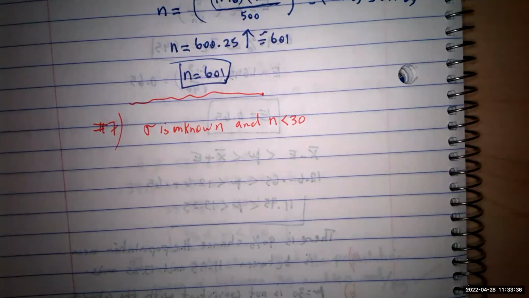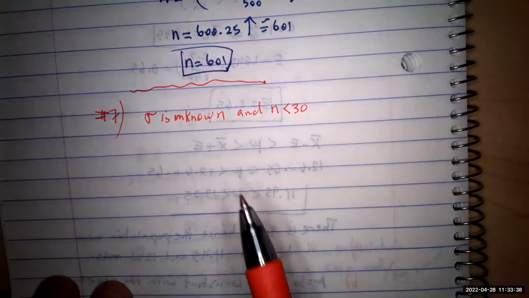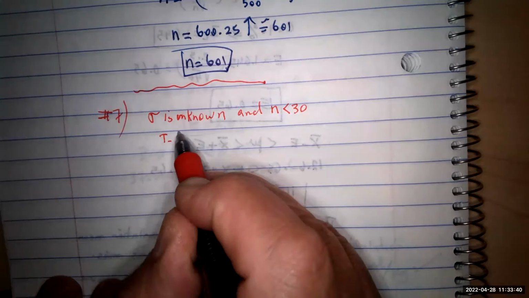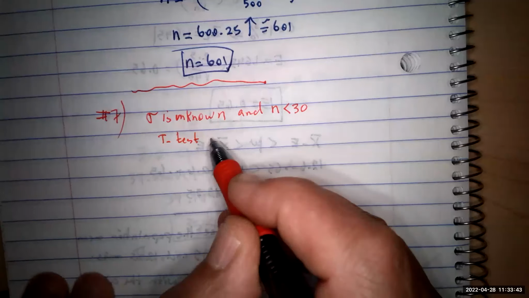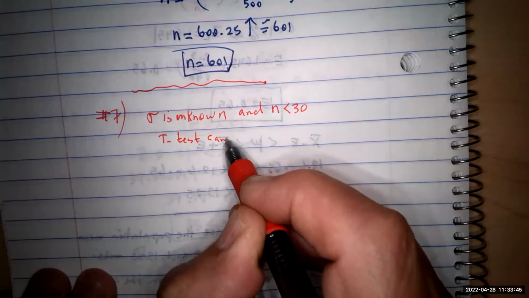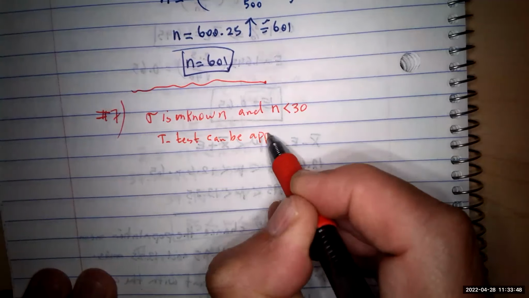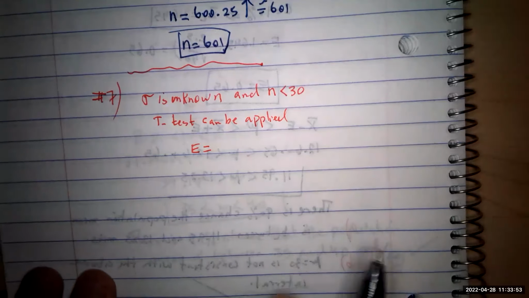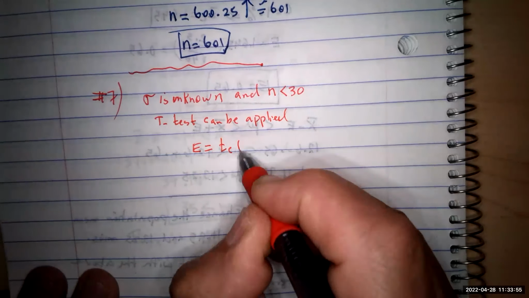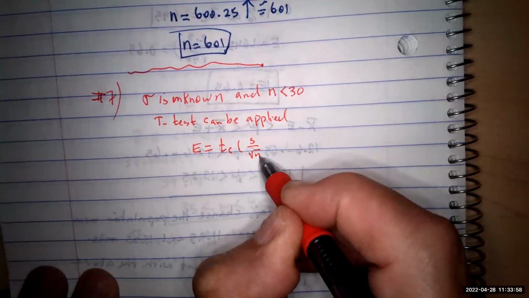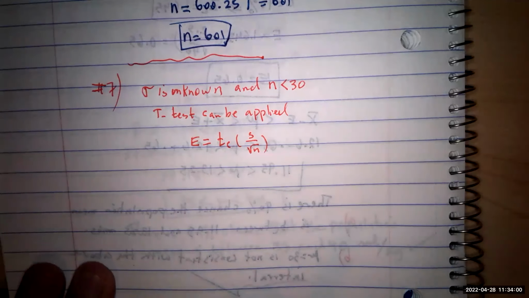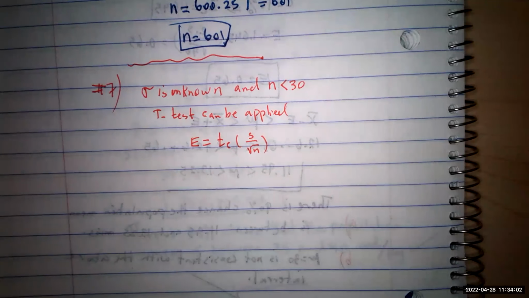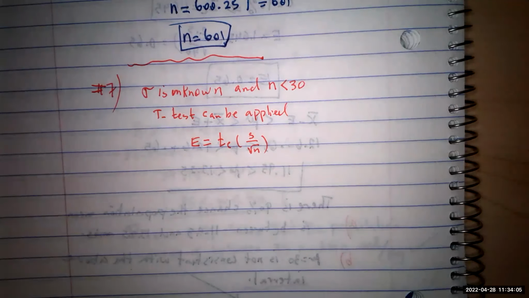Okay, so if this is going to be the case, we are going to use the t-test. The t-test should be applied. When you do the t-test, your formula is going to be changed. So the formula would be Tc, S over radical n. The critical value is going to be Tc, and you have to go find it from your T table. And this is going to be the T table that I posted for you.